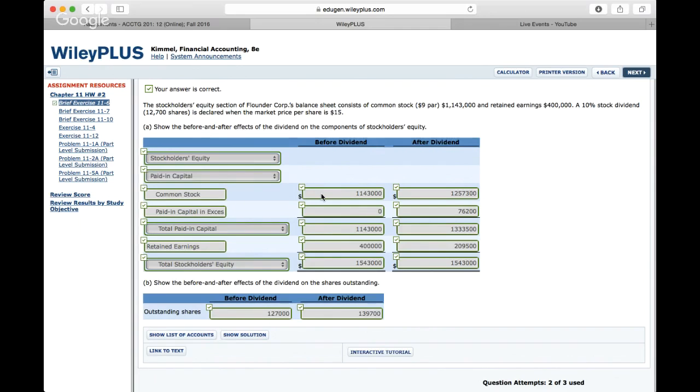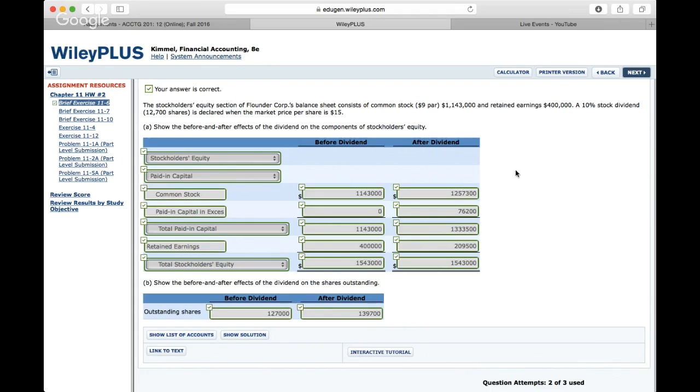So this is where we take the 1,143,000. That's up in the first part of the question. So that's the before dividend common stock. Then we go with paid in capital in excess of par value common stock. So that starts out as 0. Total paid in capital, just going to do the same number as the common stock. And this is for the before dividend.